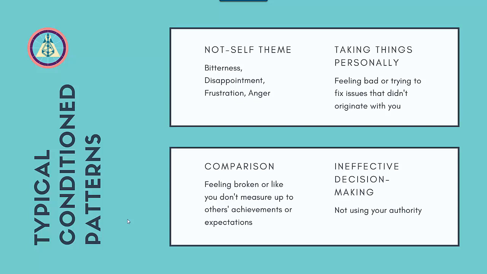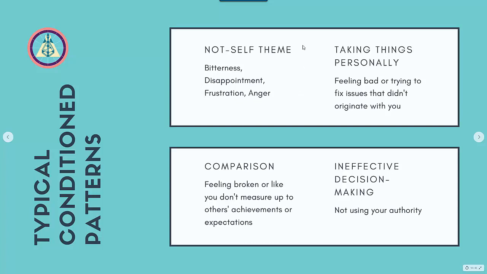Just take these in as signposts and markers and make note of what you recognize that you experience in your life. Maybe yours aren't on here, but these are just general things that come up when you are responding to or reacting to conditioning in a not so healthy way. We talked about the not-self themes for your energy type: projectors experience bitterness, reflectors experience disappointment, generators experience frustration, manifestors experience anger.